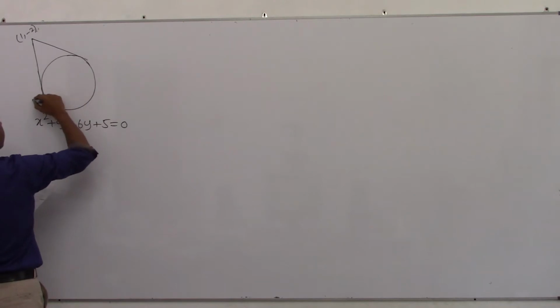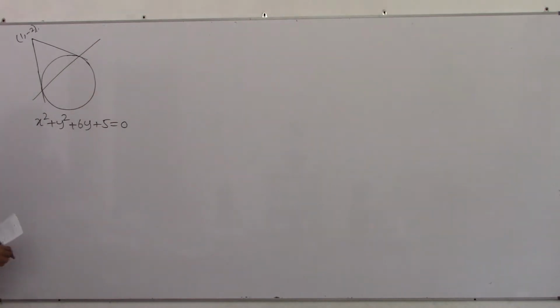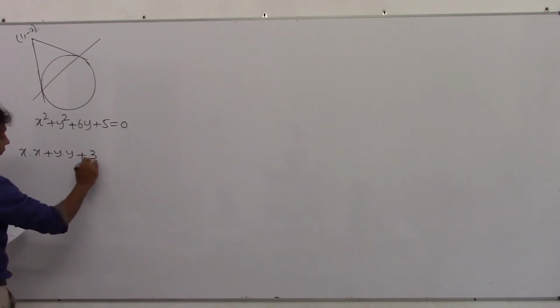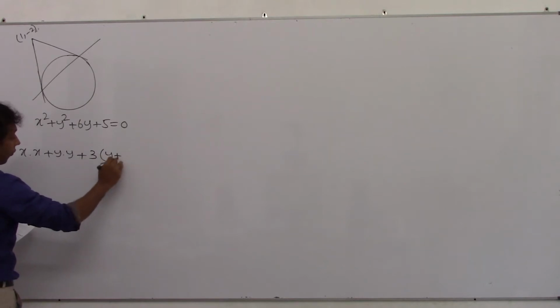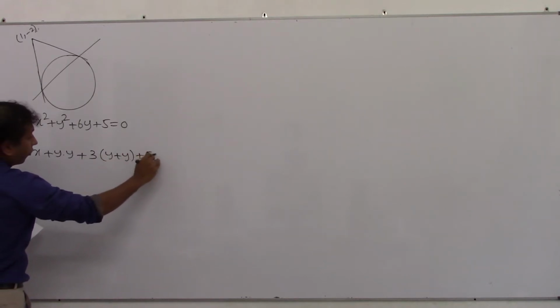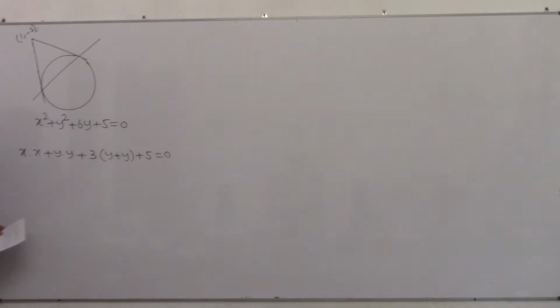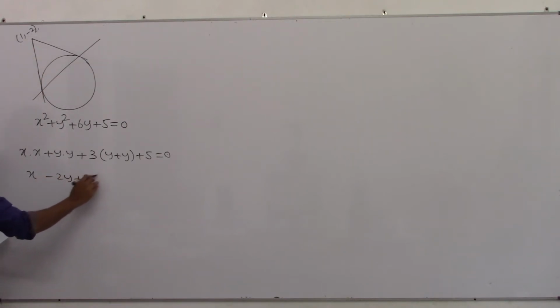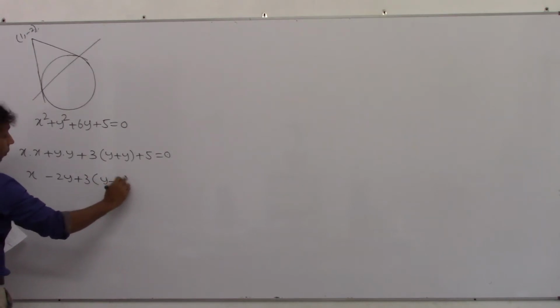Now we can find the chord of contact. Write x squared as x into x, y squared as y into y. This 6y we write as 3 into 2y, and 2y we write as y plus y, plus 5 equals 0. The 1x we replace by this x coordinate, then we get x. 1y, y is minus 2y, plus 3 times minus 2 plus 5 equals 0.